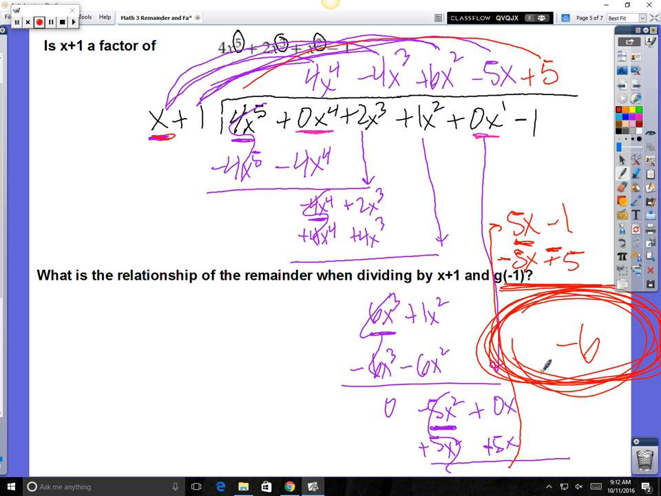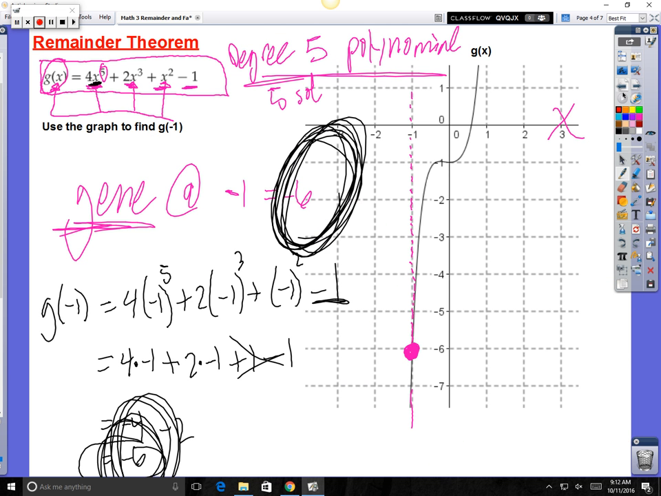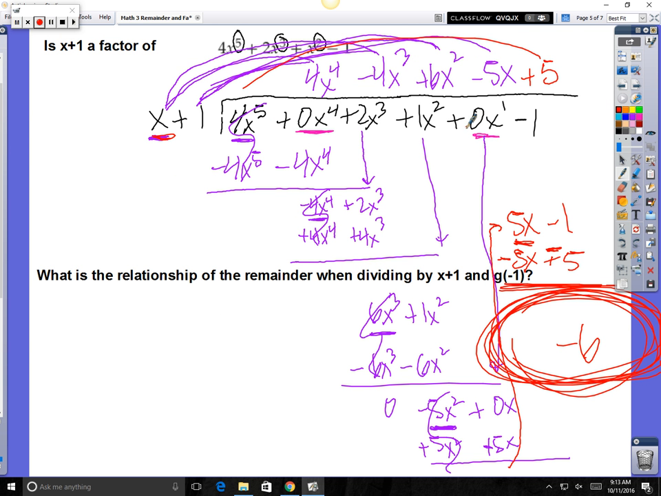What's so big deal about a minus 6? That's what we found in the previous slide. So look, your remainder is a minus 6. Look what we found right here. We found g at a negative 1 was a minus 6 on the graph, and it was a minus 6 here. Minus 6, minus 6. Richard, this was g at a negative 1. What did we divide this by? We divided by x plus 1. So here's the question. What's the relationship between dividing by x plus 1 and g at a negative 1?